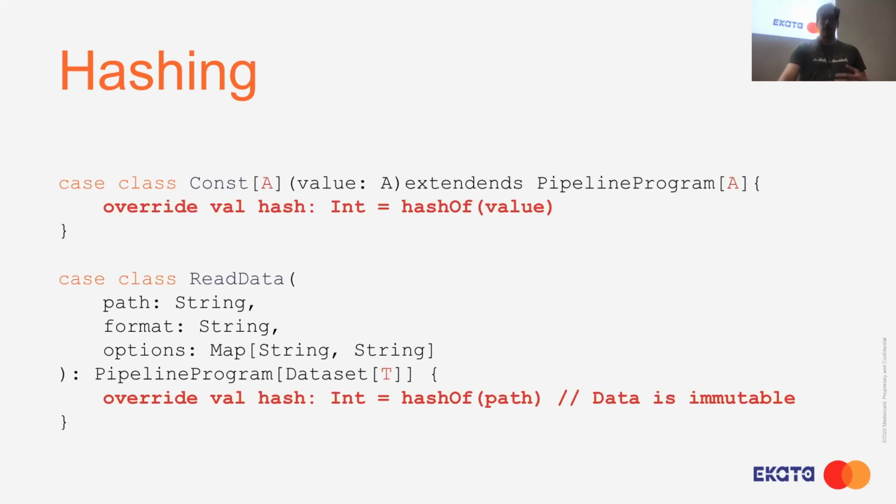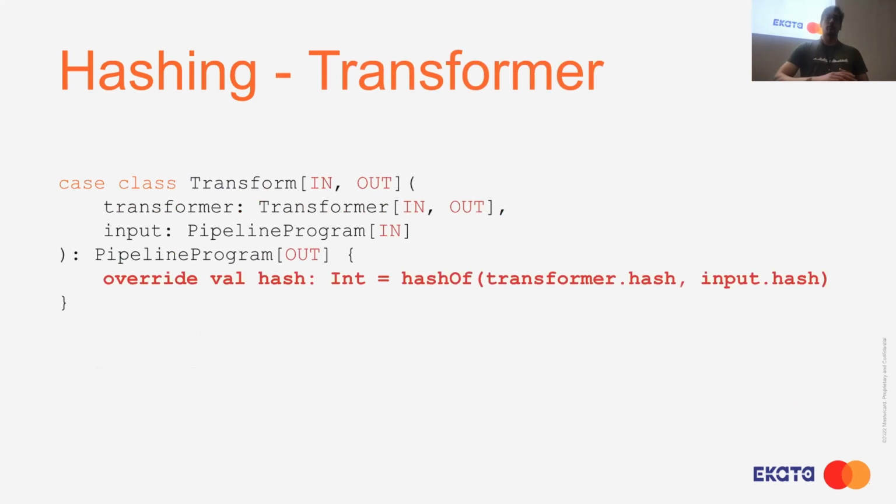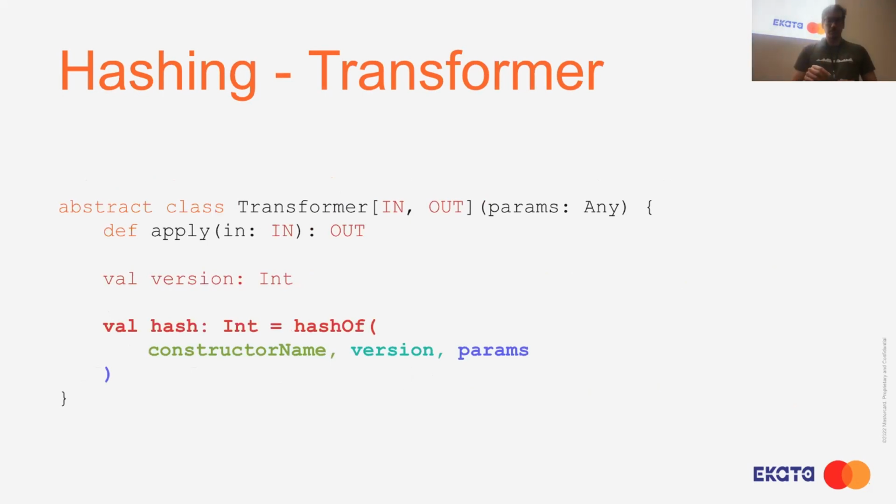The interesting part is how we do this with the transformers. For the transform, it's easy because it's just the hash of the input and the hash of the transformer. But the transformer is a little bit tricky. It has three parts: the constructor name, a version parameter, and the params. The constructor name is the name of the actual transformer, for example, create train data or train scorer.